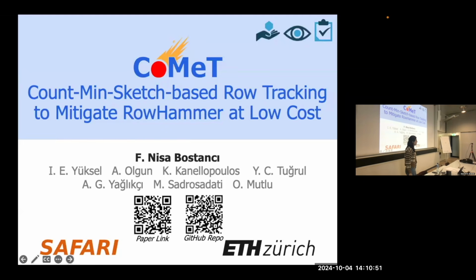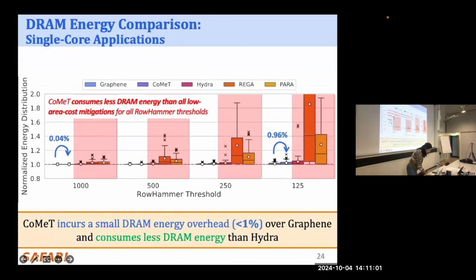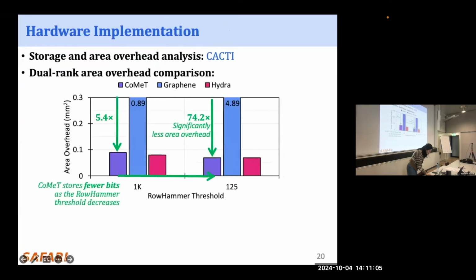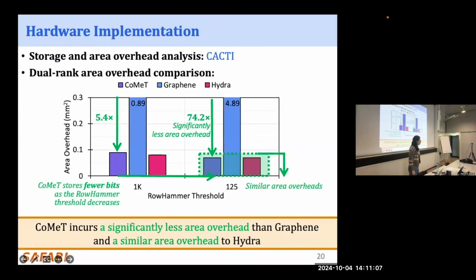Yes, please. There was one talk which showed that CoMeT had lower area requirement and the threshold was lower. Yes, the area overhead. This one. So the question is, why does CoMeT have lower area overhead when we go to lower RowHammer thresholds?